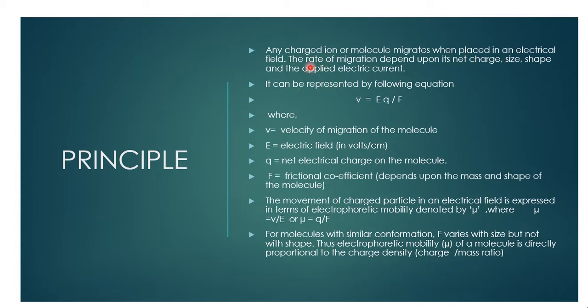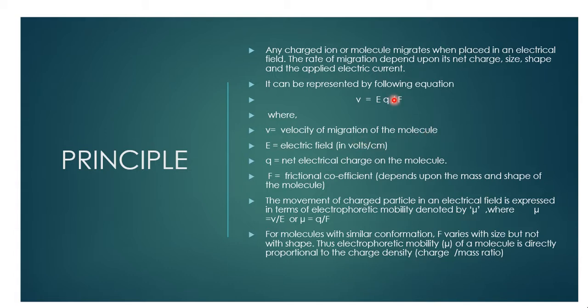And this whole thing is represented by a formula or equation, V = EQ/F. What is it? V = EQ/F. So what is this V? What are E, Q, and F? Let's see. V is the velocity of the migration of the molecules.